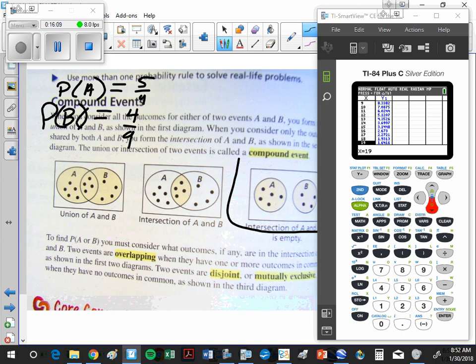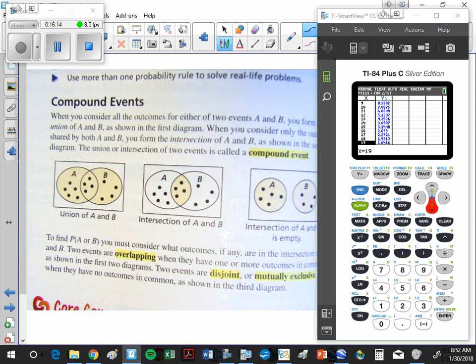Okay. All right, example 1. A card is randomly selected from a deck of 52 cards. What is the probability that it is a 10 or a face card?